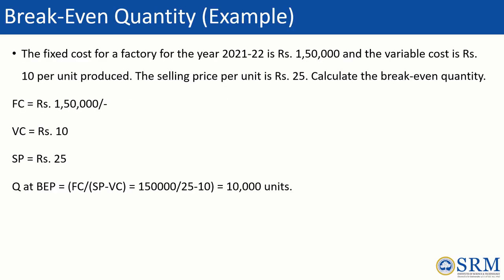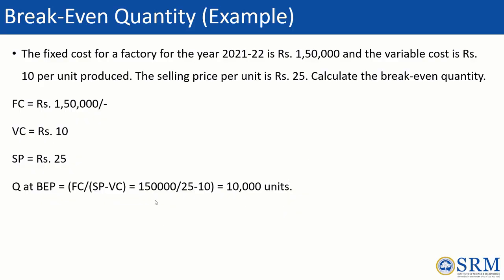So now let us see an example for a break-even point. Consider a factory with a fixed cost of 1,50,000 rupees, a variable cost of 10 rupees per unit and a selling price of 25 rupees per unit. Applying the formula, the break-even quantity becomes 10,000 units. Therefore, the company must sell at least 10,000 units before earning any profit.